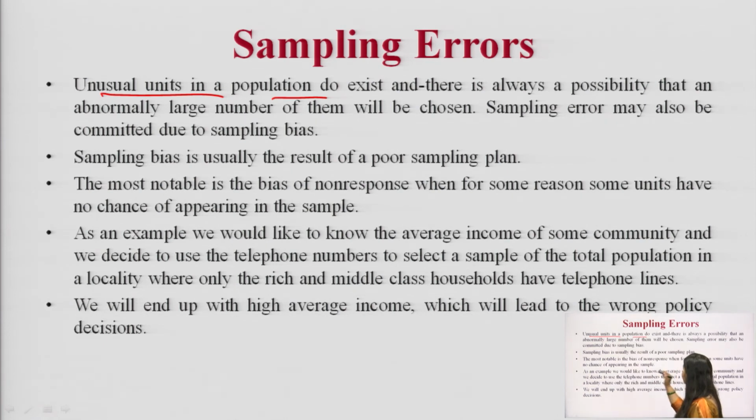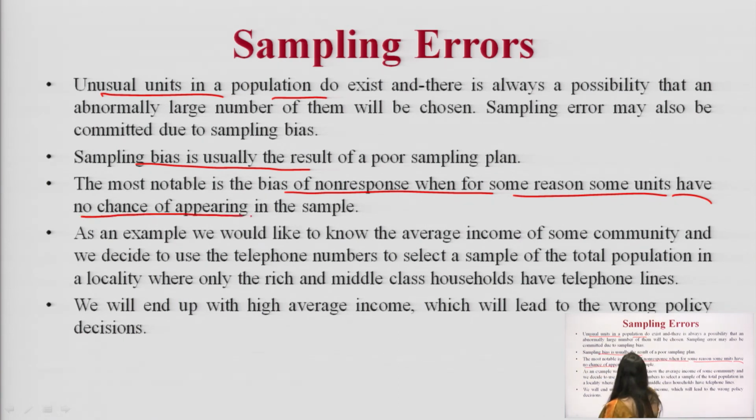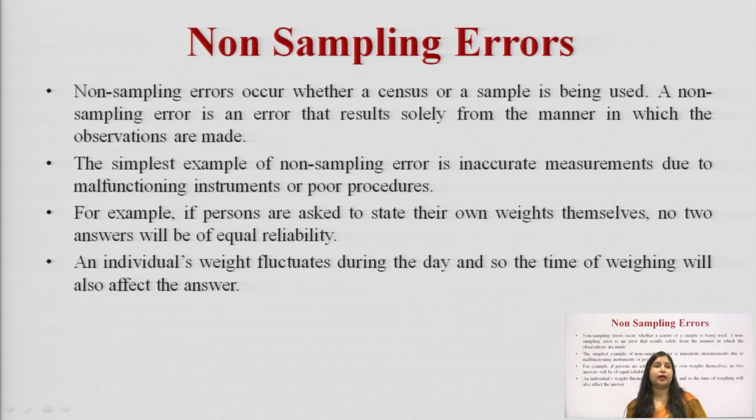The most noted sampling bias is non-representation, when some units have no chance of appearing in a sample. If a particular type of segment is not represented, that is also a sampling error. Then there is another type, which is a non-sampling error.